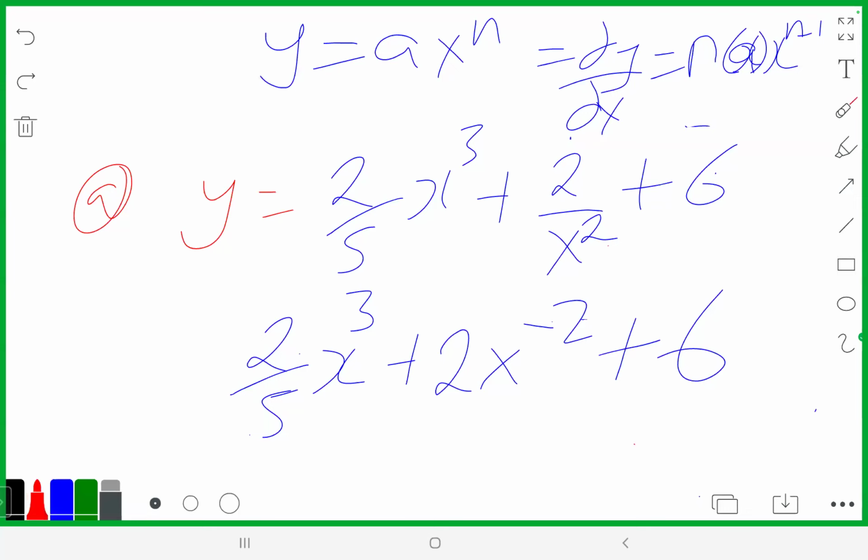So you can drop as usual, have 3 times 2 over 5, right? x to the power 3 minus 1, it will give us 2, right? I've gone straight since you know that always the powers are deducted by 1, isn't it?